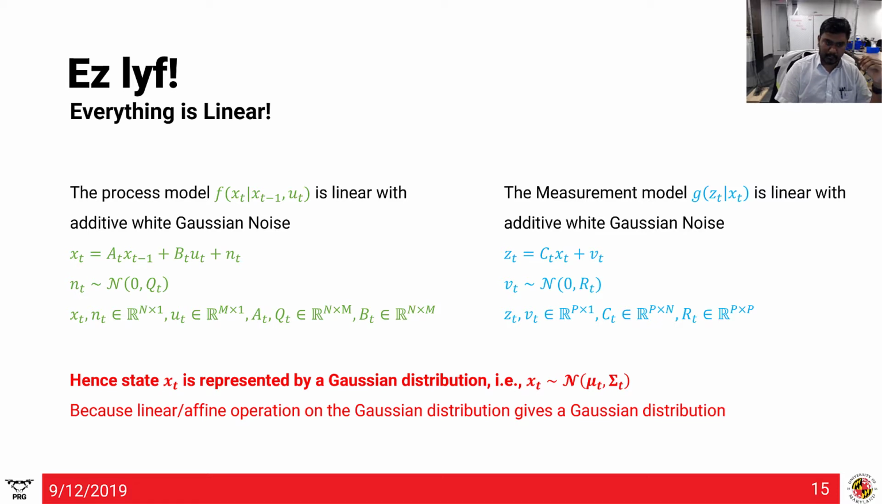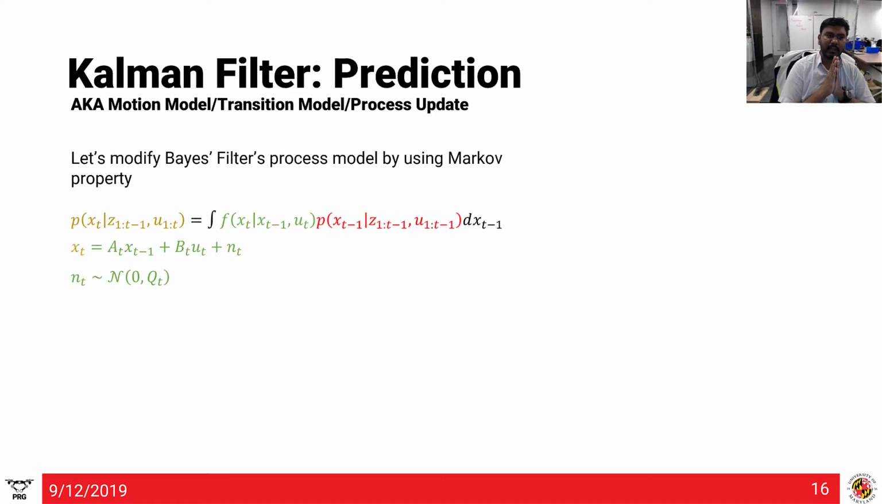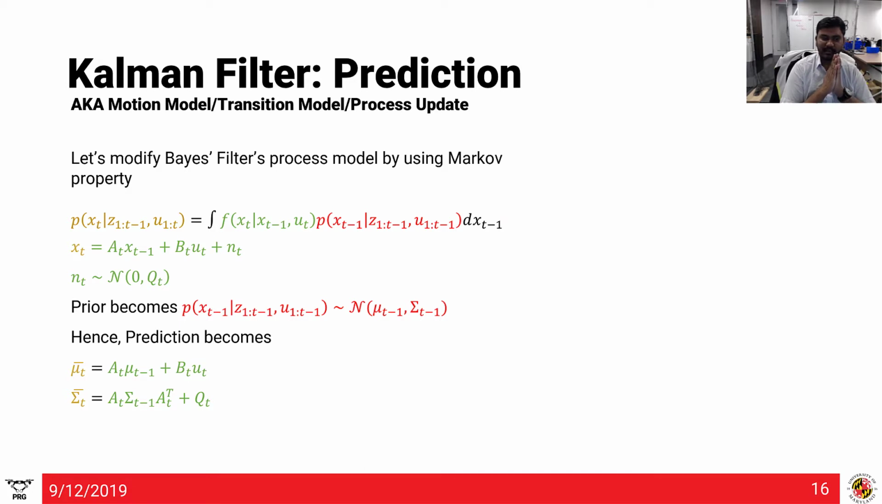Cool. So now let's move on to the Kalman filter prediction step. The prediction step is also called the motion model, transition model, or process update. Let's modify the previous Bayes filter process model using the Markovian property, and it would look something like this, right? And the prediction is fairly simple. The thing with the bar denotes the prediction. So the predicted mean is just a linear combination of the previous mu plus B, a linear scaling of the current input, right? And the covariance looks like that, right?